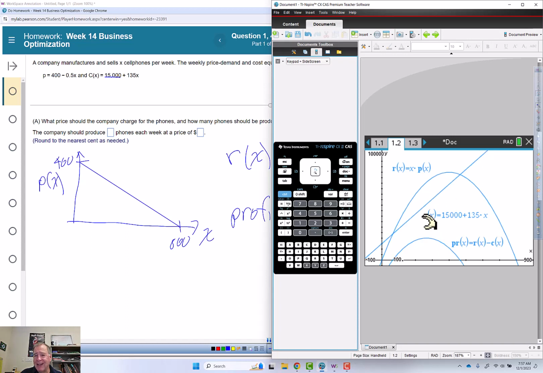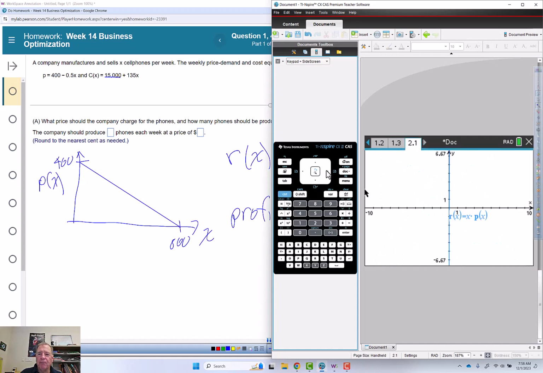So about right here is where the vertical distance between the revenue and the cost is the greatest. And that's actually what you want to maximize. So I'm going to go back to that other problem that I started. So I've got the 4 functions here.